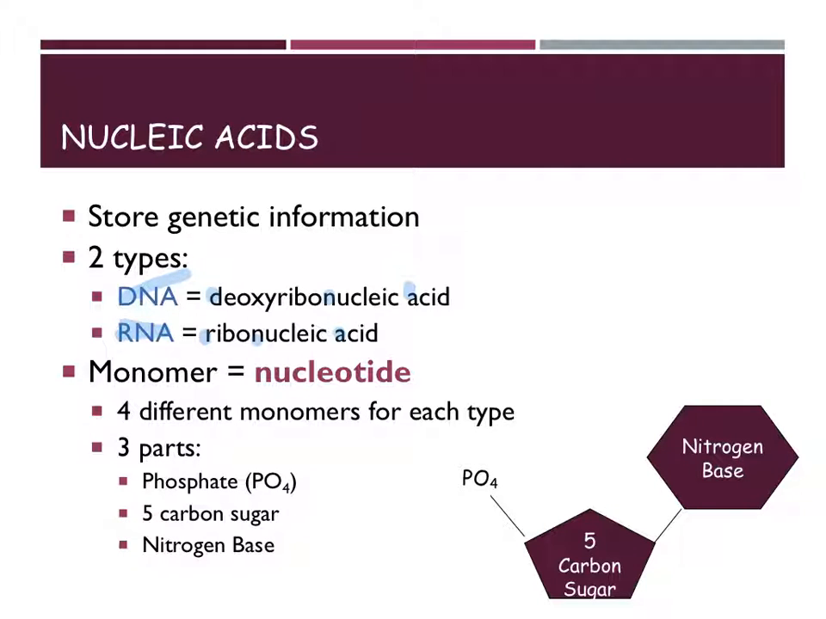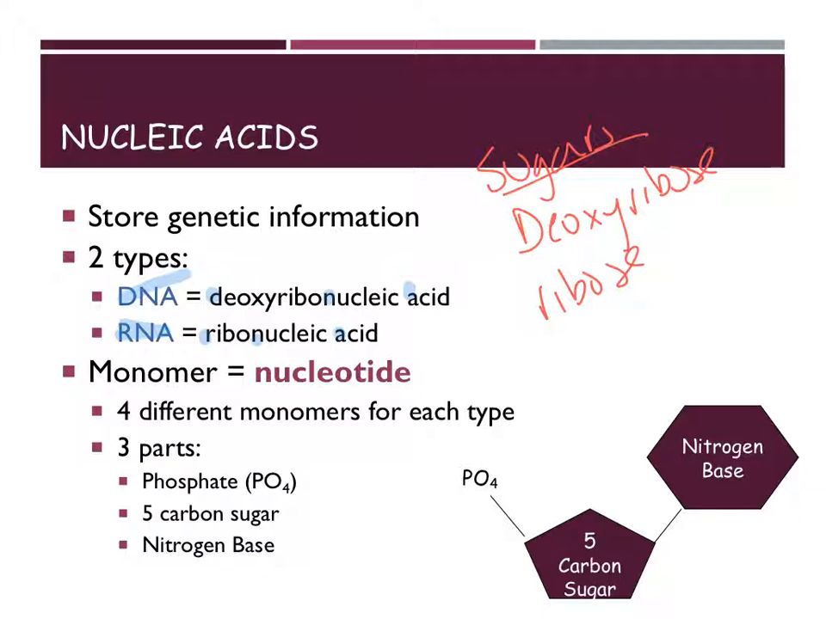So the 5-carbon sugar is actually different for DNA and RNA. For DNA, your 5-carbon sugar is deoxyribose, so that's where we get our name from. And for RNA, it's ribose. So these are your sugars. The difference between these two molecules is simply that deoxyribose has one less oxygen than ribose does.